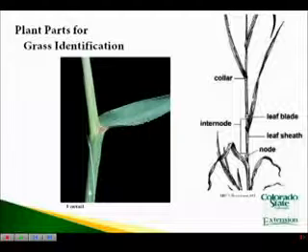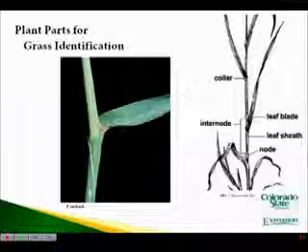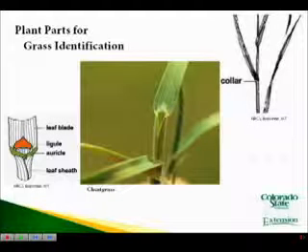The leaf sheath is the portion of the grass blade that begins at the node below the collar and wraps around the stem. The leaf blade is above the collar and separates from the stem at an angle, usually less than 90 degrees. The point where the leaf separates from the stem is called the collar. The collar consists of two parts called the auricle and the ligule.